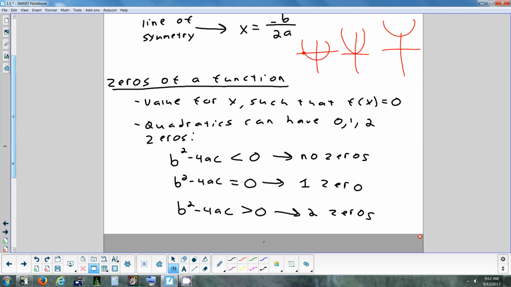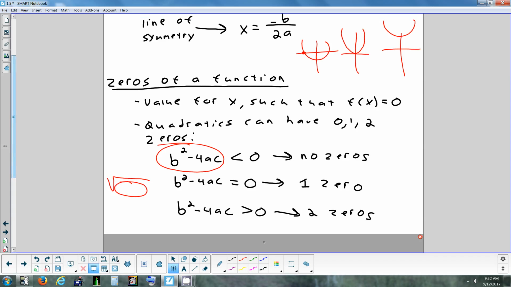And the quick way to tell how many times a graph is going to cross the x-axis, it doesn't tell you where it crosses it, but it does quickly tell you how many times, is to do this calculation: b squared minus 4ac. Does anybody recognize that, b squared minus 4ac? Where is it from? Yeah, it's from the quadratic formula, and specifically, it's the thing that's under the root.